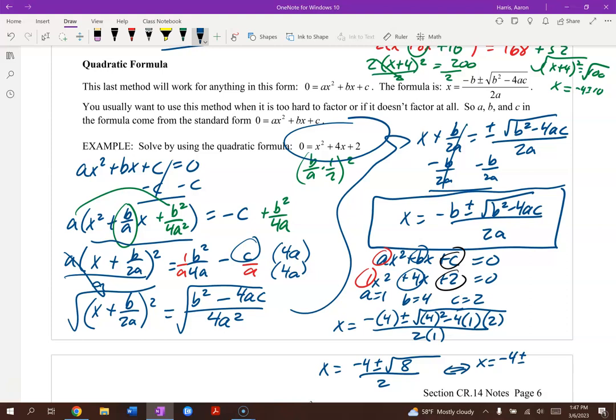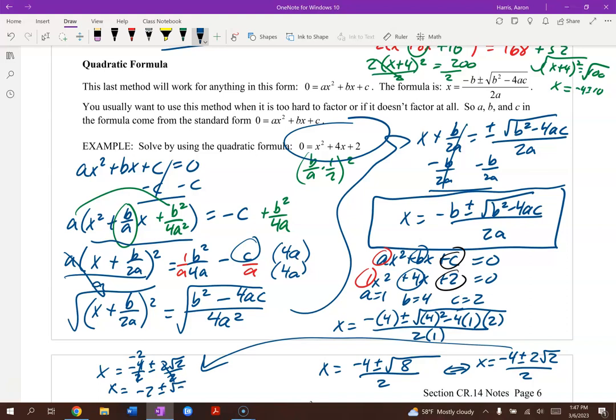Well, 8 is 4 times 2, right? So I got 2 root 2 over 2. And then notice, good grief, I've made a mess of this, sorry. Each of those will divide by 2. Negative 4 over 2 plus or minus 2 root 2 over 2. Notice the 2's cancel. So we've got negative 2 plus or minus root 2 for that one. Okay? Those are our two answers.